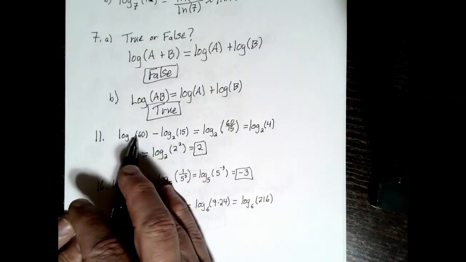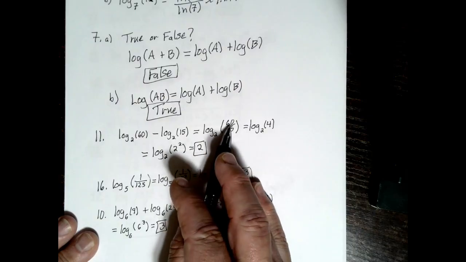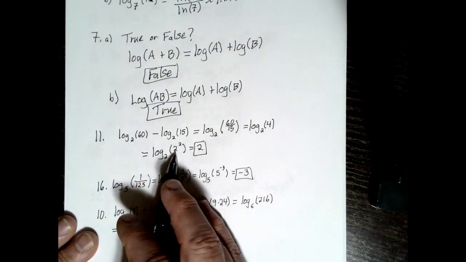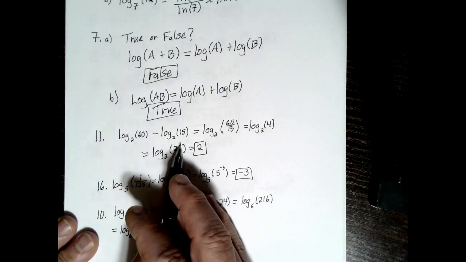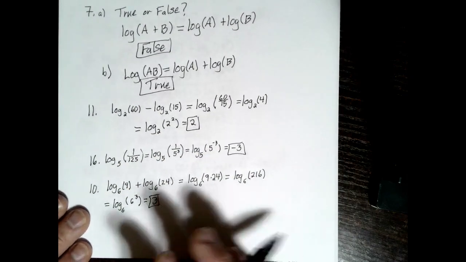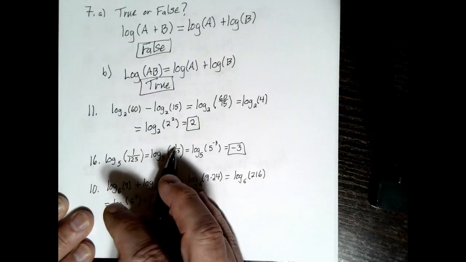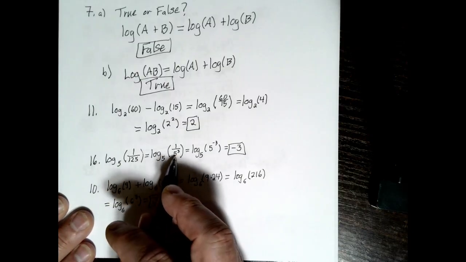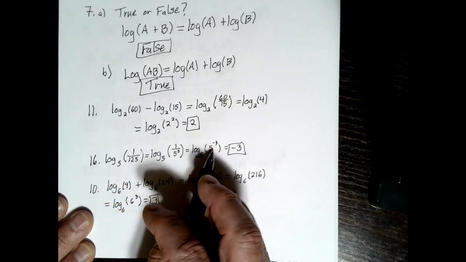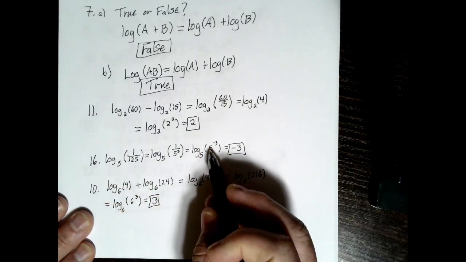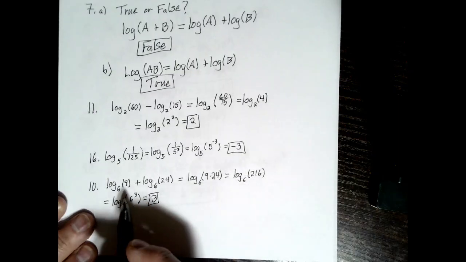Now here they're asking you to figure out what this is. Well, if you bring these together, write the subtraction as division, you get 4. And 4 you can write as 2 squared. And since those two match, the answer is just the exponent 2. Log base 5 of 1 over 25 is log base 5 of 1 over 5 cubed. When you cross the fraction bar with that 5 cubed, it becomes 5 to the -3. And now those two match, so the answer is just the exponent.